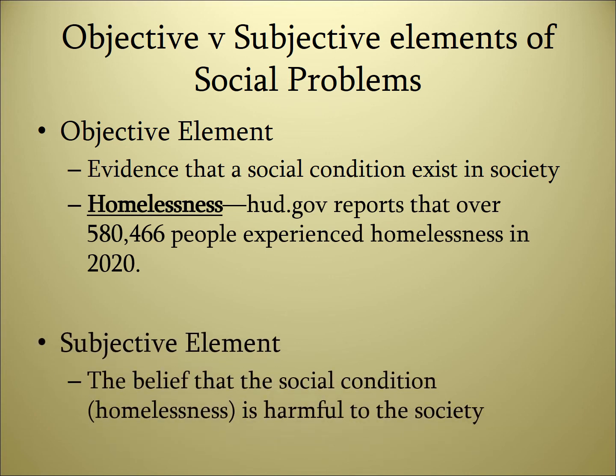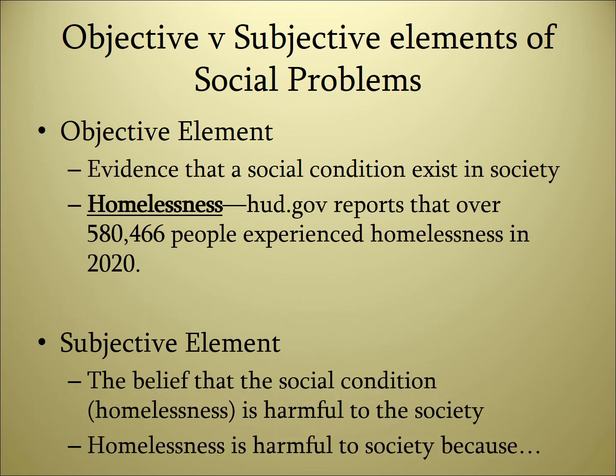Again, the subjective element is a belief that a social condition is harmful to our society. So this is where you can talk about how homelessness is harmful to our society because it leads to high levels of crime. Potentially, it could lead to high levels of poverty and so forth. And that is the difference between the objective element of a social problem versus the subjective element.